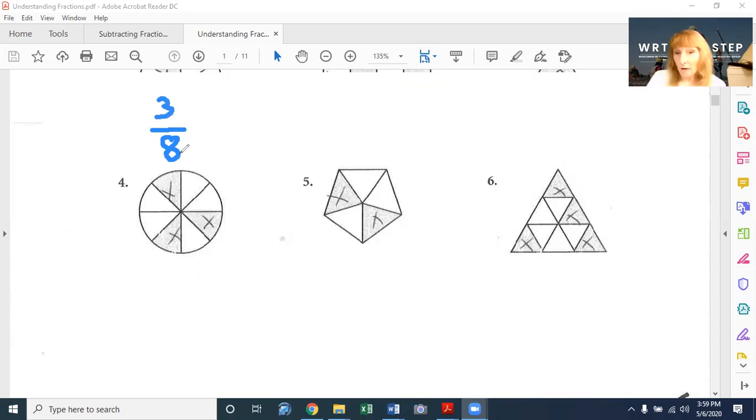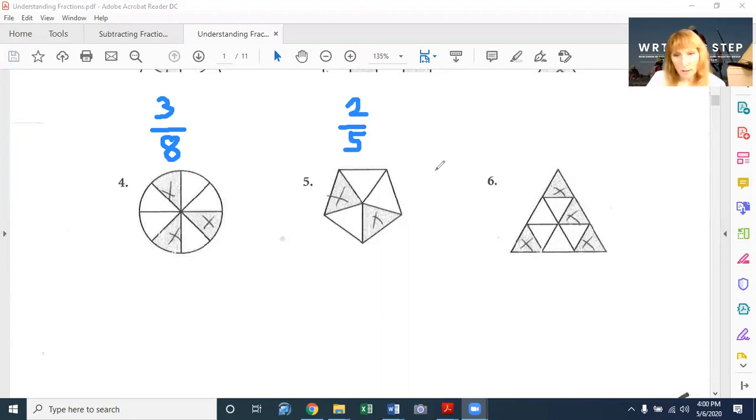Okay, let's look at number 5. If you want to ever pause the video and do it ahead of me and then check your work, that's a great way to learn too. So how many parts is it cut into? 1, 2, 3, 4, 5 parts. And how many pieces are colored in? 2. So 2/5 of that, is that a pentagon? 2/5 of that pentagon are colored in.